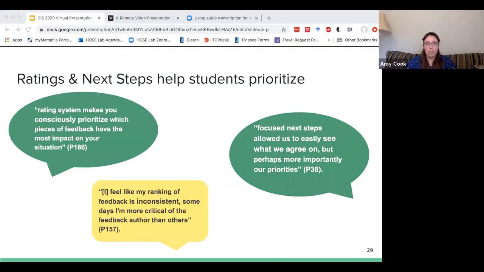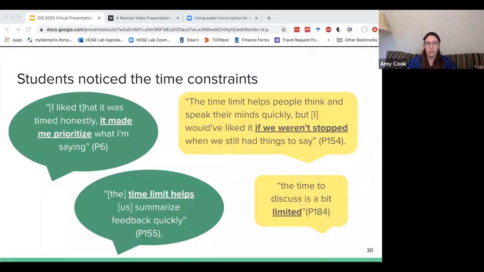In general, students liked the ratings and the next steps and recognized that these tools helped them prioritize. But we had pretty strict time limits on student discussion time, and they noticed. Some of them loved it. They felt it was a forcing function to get them to be more efficient. And some of them hated it. They wanted to talk forever and ever and felt that more time would make it more effective.